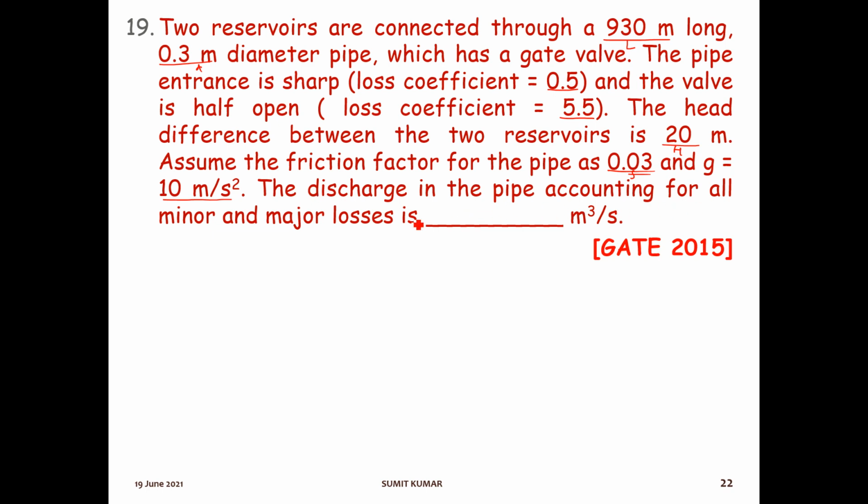Now the discharge in the pipe, accounting for minor and major losses. So we need to calculate the discharge, that is Q. First of all, the question says the total head loss is due to frictional loss: major loss HF, plus head loss due to the sharp entrance, plus head loss due to the half open valve.